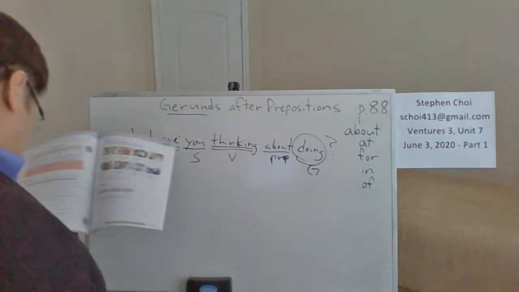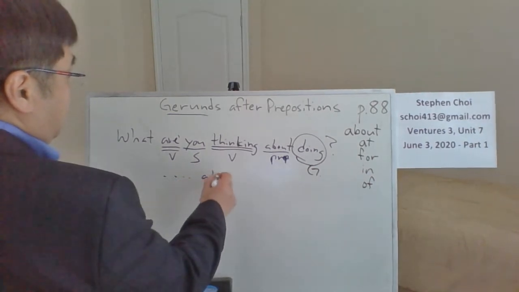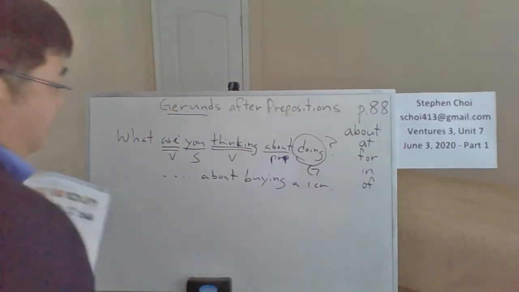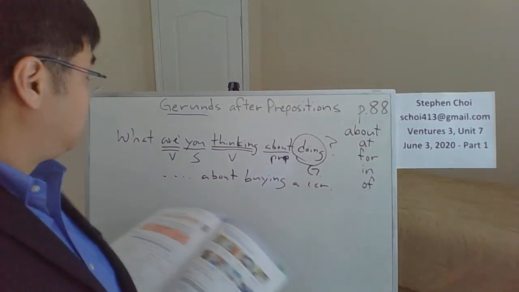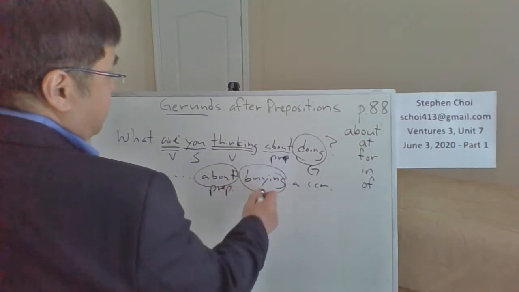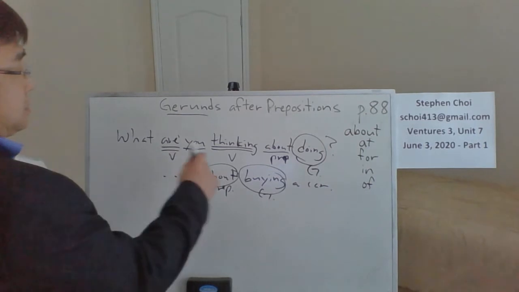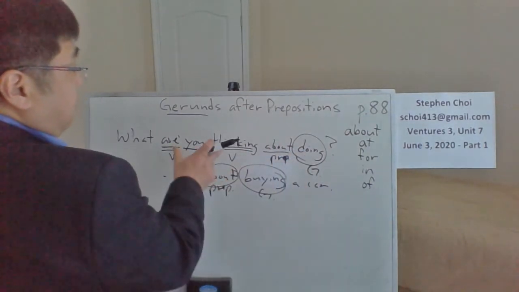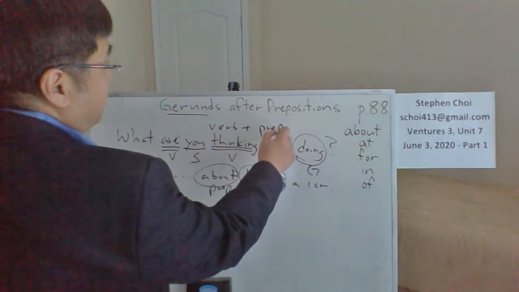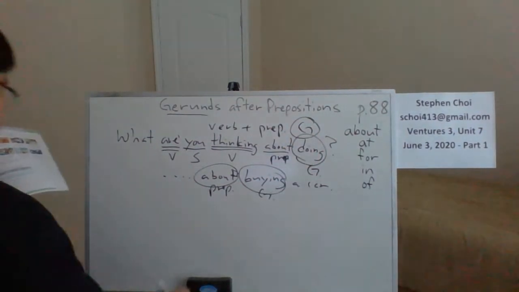The answer is, I am thinking about buying a car. There's the preposition, and there's the gerund: thinking about buying a car. So this is an example of a gerund following a verb plus preposition, and then the gerund comes after that. Let's look at the second example.